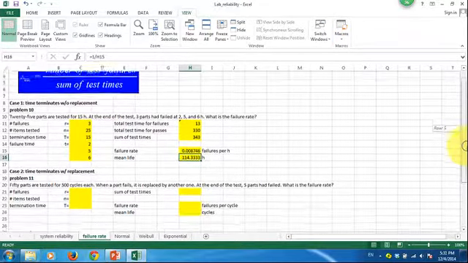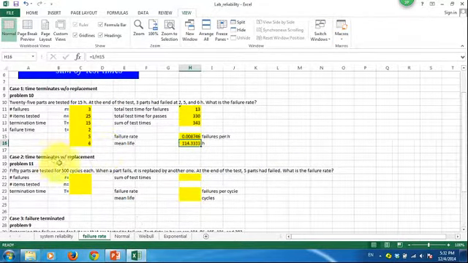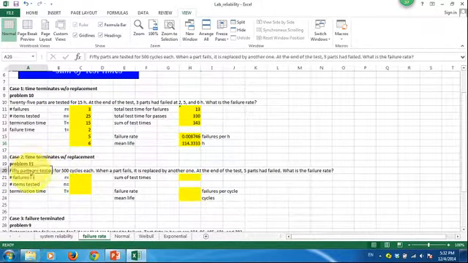Now for the second case, it corresponds to problem 11. This is the time terminates with replacement. So 50 parts are tested for 500 cycles each, and when a part fails, it is replaced by another one. At the end of the test, 5 parts had failed. And what is the failure rate?